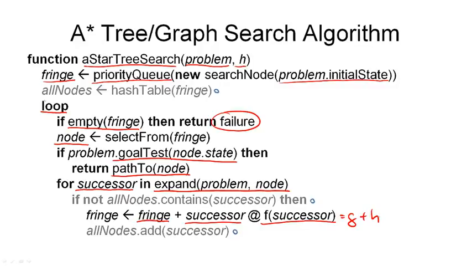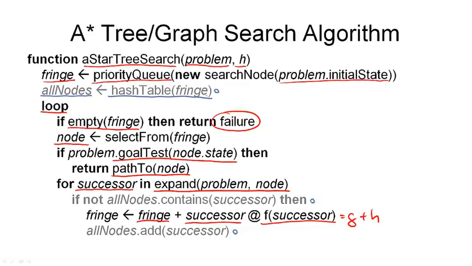What we need to do in addition is, first, we need to initialize the set of all nodes that we have seen so far. And one way to do this is to initialize this as a hash table of nodes. And initially, this will contain only the initial state that we can take from the fringe or from the problem.